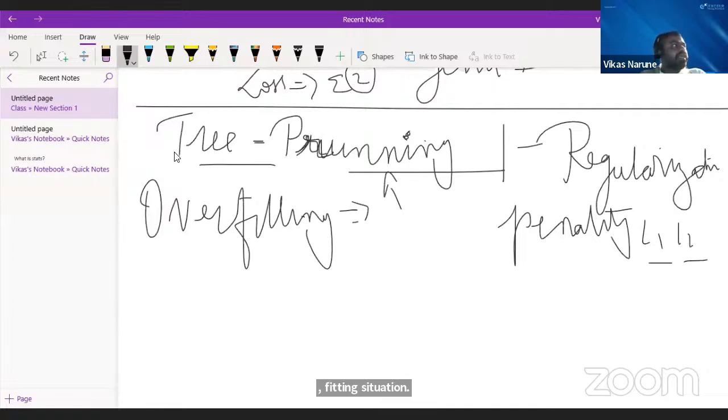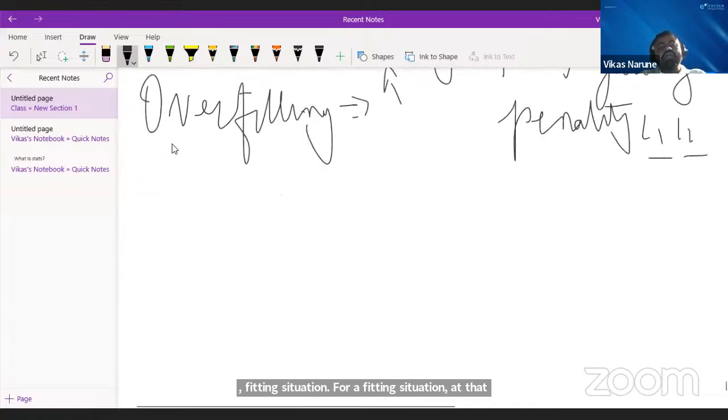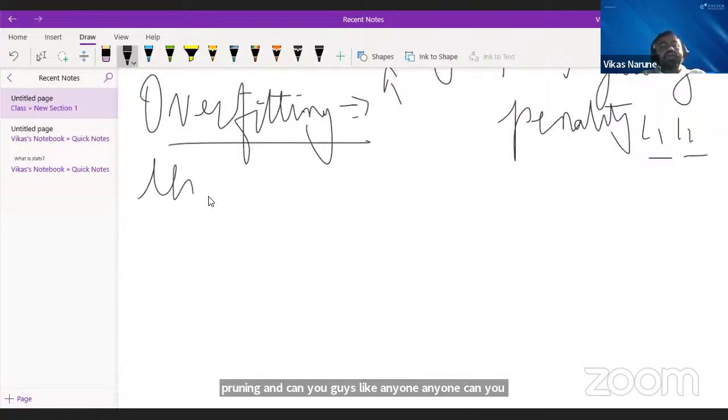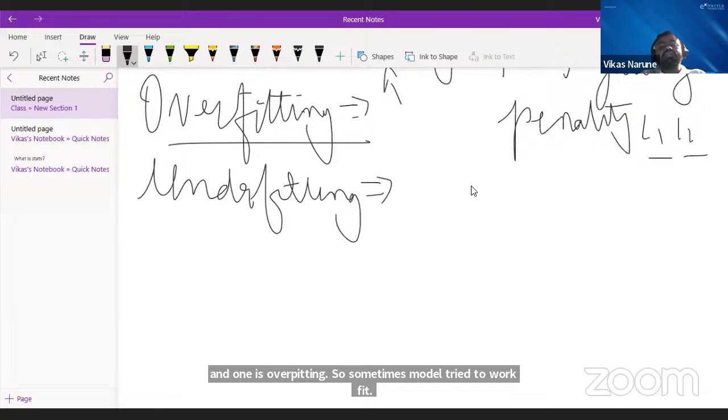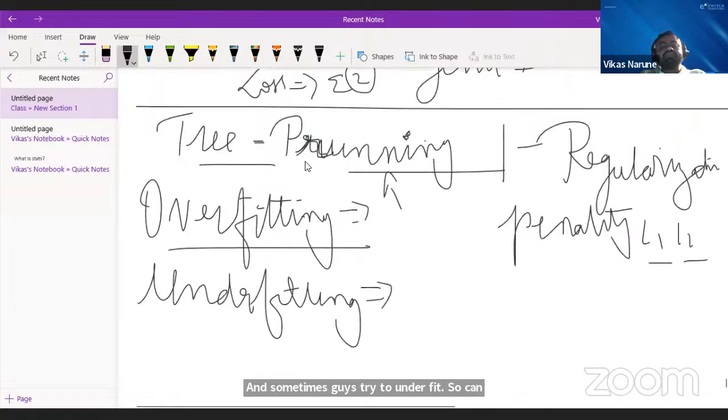Can anyone tell me what the concept of overfitting is? Actually, there are two concepts: one is underfitting and one is overfitting. Sometimes the model tries to overfit and sometimes to underfit. Can anyone tell me the difference between overfitting and underfitting very quickly?